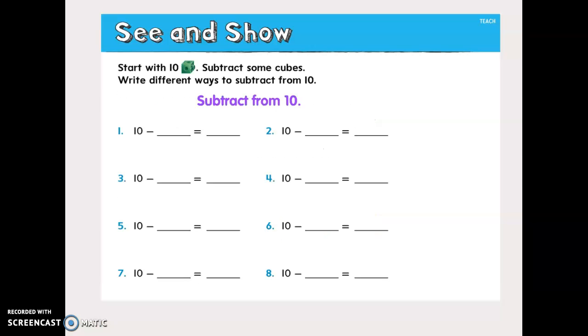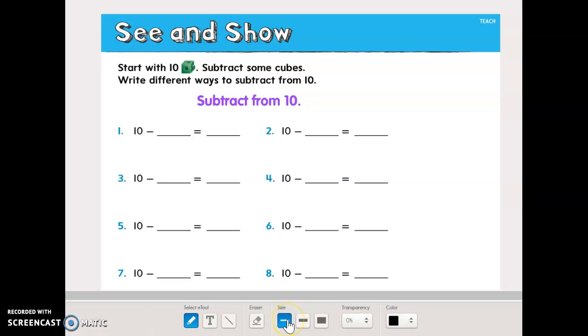Okay, these are my favorite. We are going to use Miss Allen's pattern to complete these next problems. So we're going to start with 10, and we're going to subtract and write different ways to subtract from 10. So whenever I do this, I love to use a number pattern. So that's what we're going to do. So you can make your page look like Miss Allen's page today.